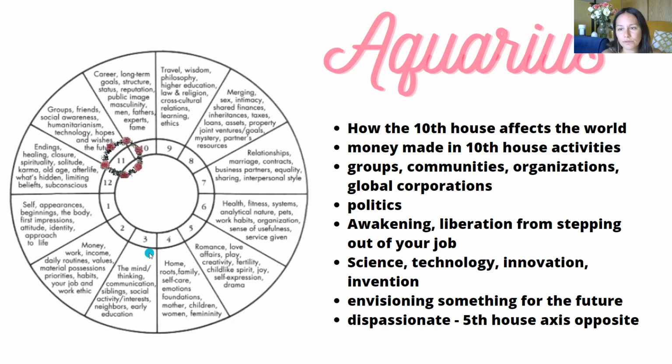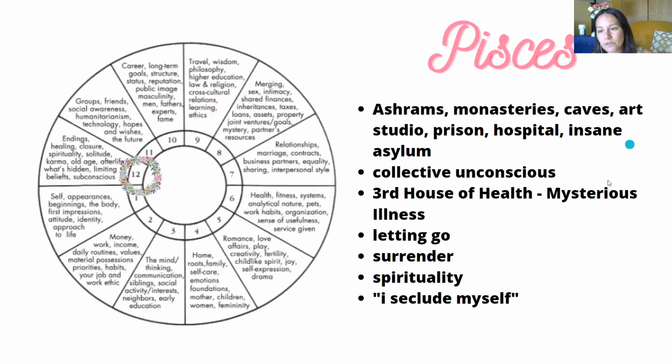Next is the 12th house, the last house, and that is the Pisces house. It's also the house of health, the house of mysterious illness. These might be illnesses where you don't know how you got them, and they're really hard to diagnose or get rid of. They're just there and kind of chaotic and mysterious. Pisces is all about endings, healing, closure. I'm just reading this house right now: spirituality, solitude, karma, old age, afterlife, what's hidden, limiting beliefs, and the subconscious.